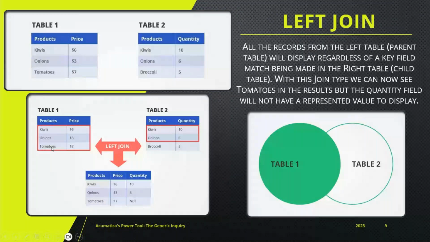Okay, so now a full join, which is one of the last joins where you would do record matching here in Acumatica. All the records from the right table, the child table, and the left table, the parent table, will display regardless of a key field match being made.